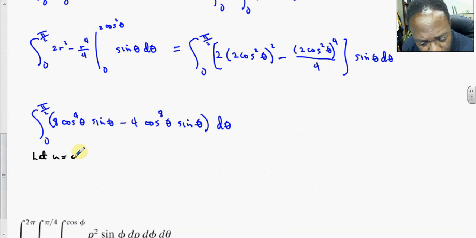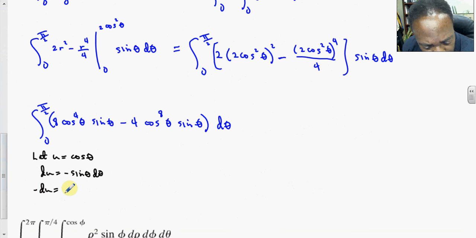Let u equal cosine theta. So du is negative sine theta d theta. So negative du is that lone sine theta d theta. Right?